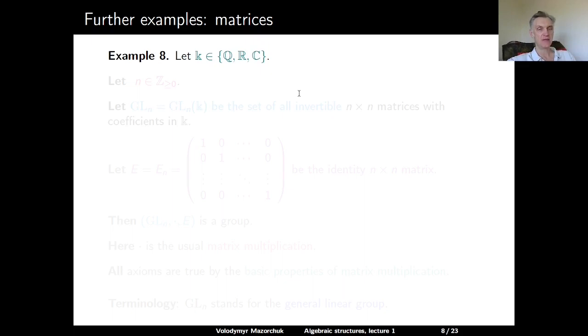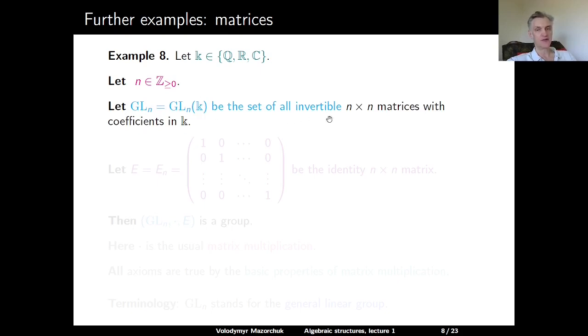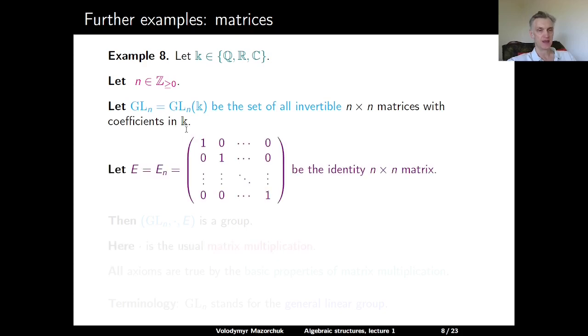So let K be either the set of all rational numbers, or of all real numbers, or of all complex numbers. Let n be a non-negative integer. So we denote by GL_n the set of all invertible n times n matrices with coefficients in K. Let E be the identity n times n matrix.